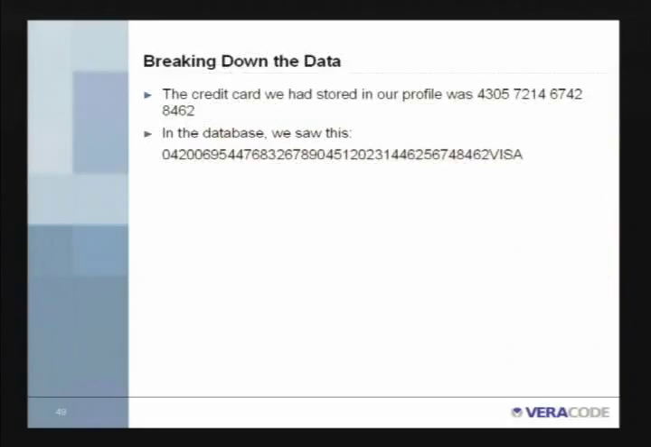Anyway, so we try to break down that data. And the credit card that we had stored in our profile was just generated using one of those tools that just generates credit card numbers that satisfy the mod 10 requirement for calculation. So in the database, that particular field that ended in Visa, that's the one that we're looking at. When we changed our credit card to that, we saw that.